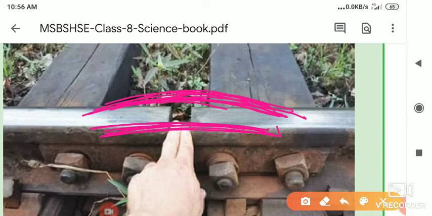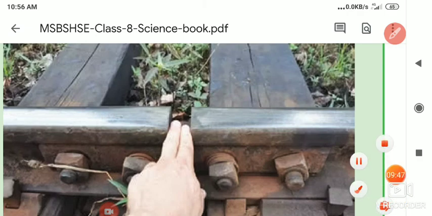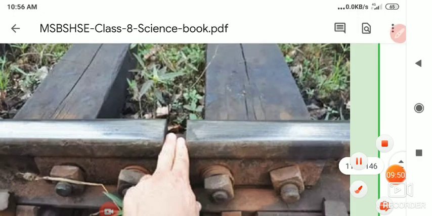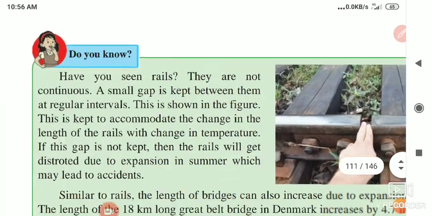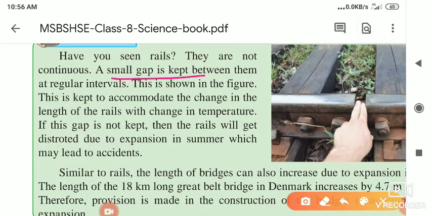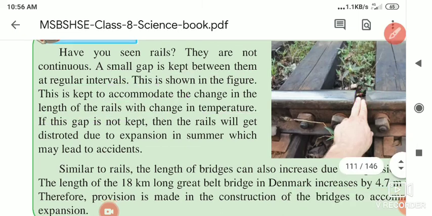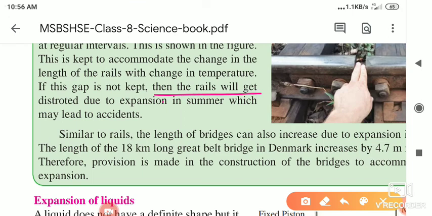For that purpose, some empty space is kept for the expansion of the railway rail. Understood, all of you? So a small gap is kept between them at regular intervals, after some distance. This is shown in the figure. This is kept to accommodate the change in the length of the rails with the change in temperature. If the gap is not kept, then the rails will get destroyed due to expansion in the summer and may lead to an accident.